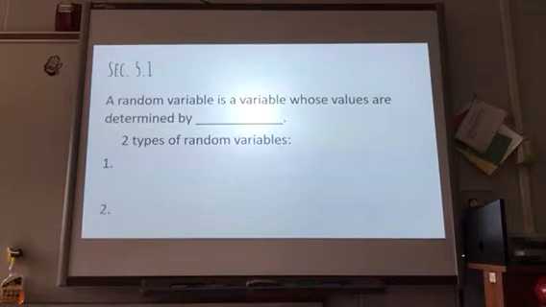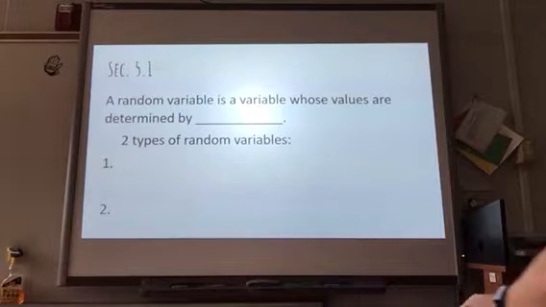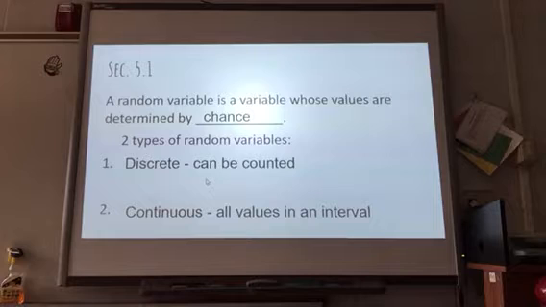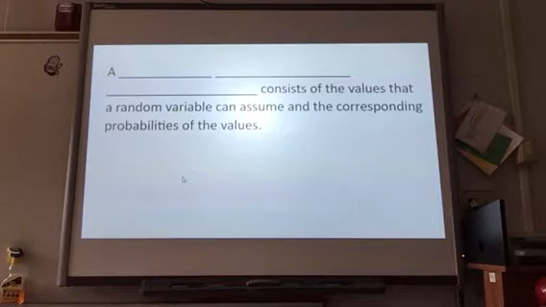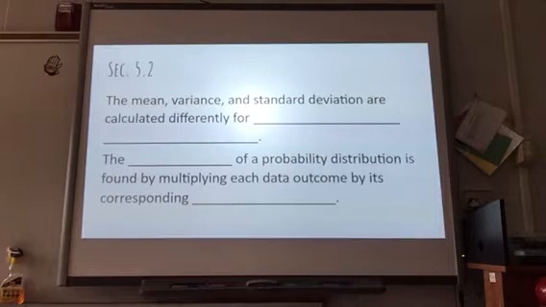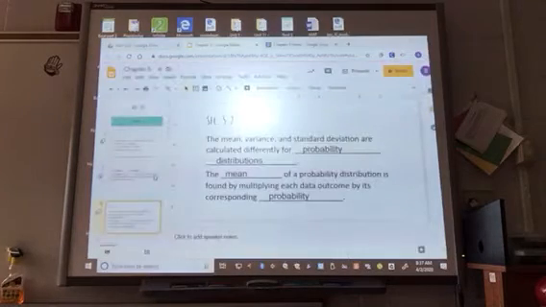Okay, let's talk about section 5.1, which is called probability distributions. This first section is super easy, so I'm going to go through the PowerPoint really quick and do a couple of problems. A random variable is a variable whose values are determined by chance. There are two types, discrete and continuous, and we've already talked about those. A discrete probability distribution consists of the values that a random variable can assume and the corresponding probabilities. Okay? All right, let's do a couple of problems.